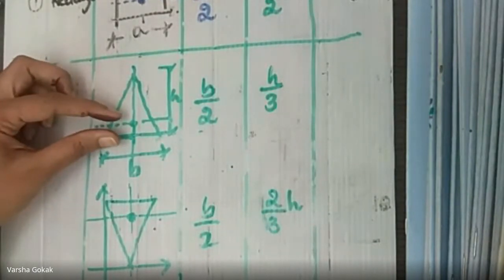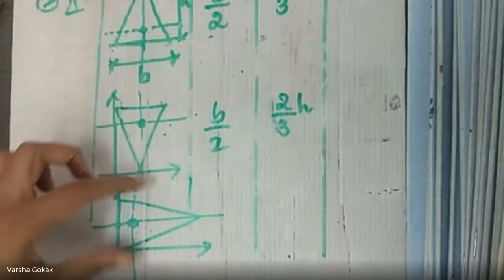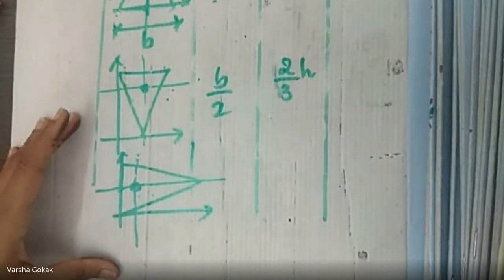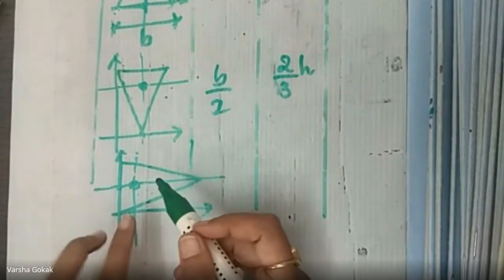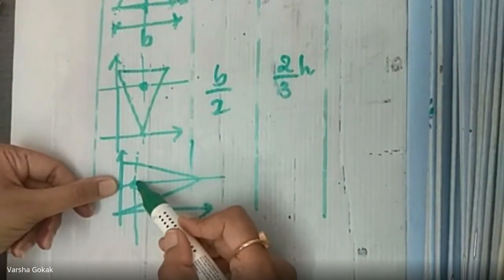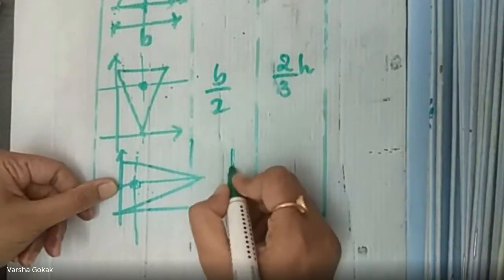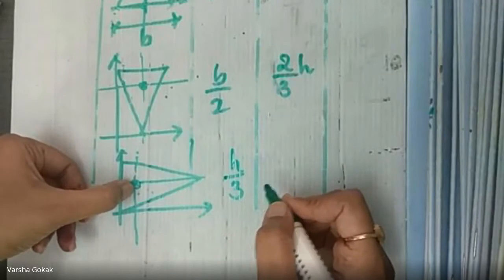This distance is h by 3, right? So when I tilt it like this, okay? So this itself is the CG still. The CG point is not going to change. So this becomes my x now, correct? And what is this distance? It is h by 3. X bar becomes h by 3 if this is h.